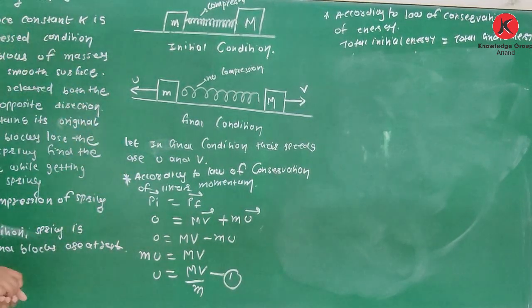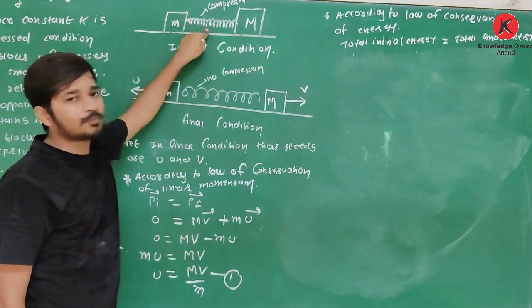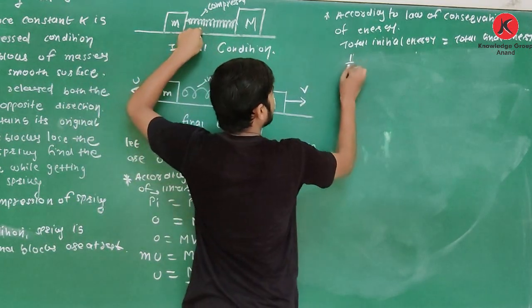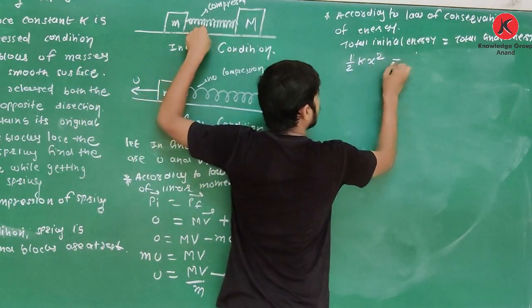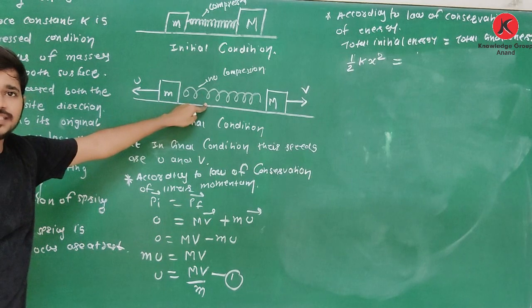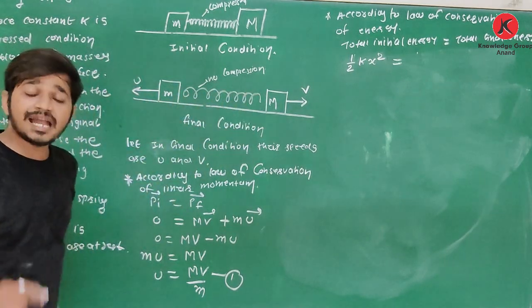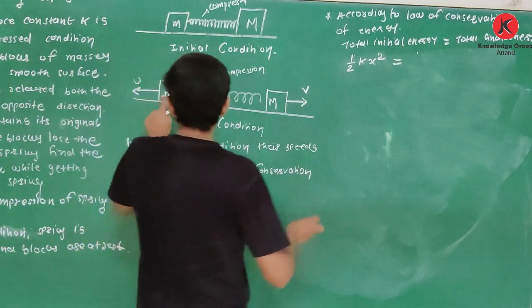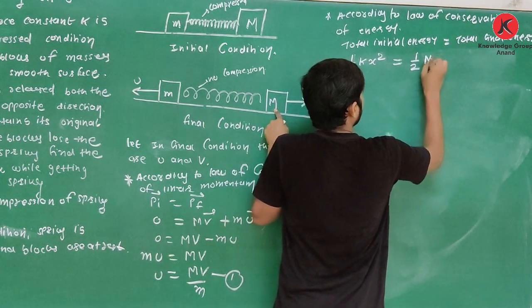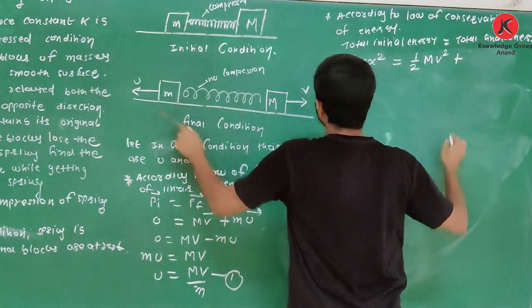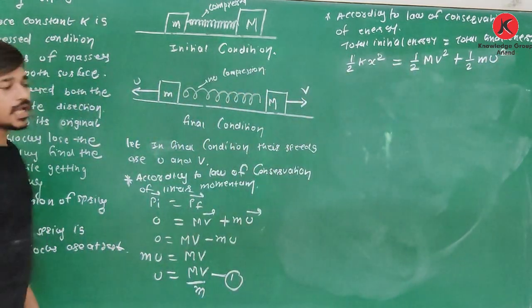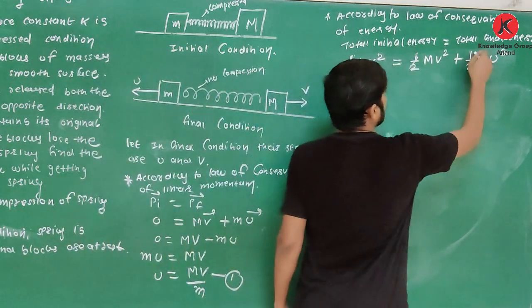How to write the equation? Initially, this spring is only compressed. Yes or no? These two blocks are at rest. So what is the energy of this spring? That is half kx square. Final condition: this spring is not compressed, so no potential energy in this spring. But these two blocks are moving. As blocks are moving, they have kinetic energy. And for this block, it is half capital M v square, plus for this block it is half small m u square. Clear about this? So see, this half and half cut.